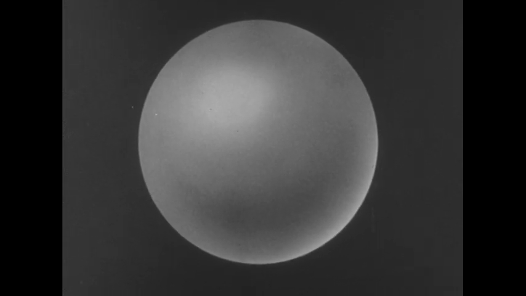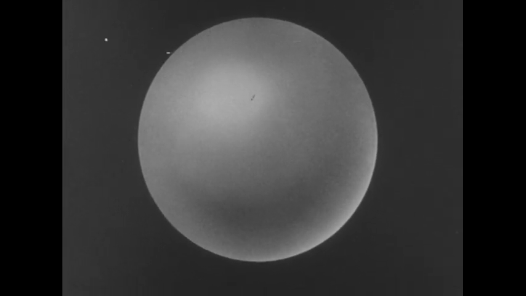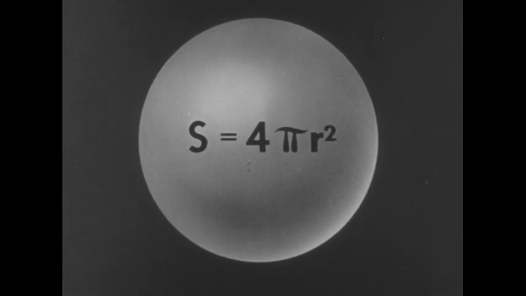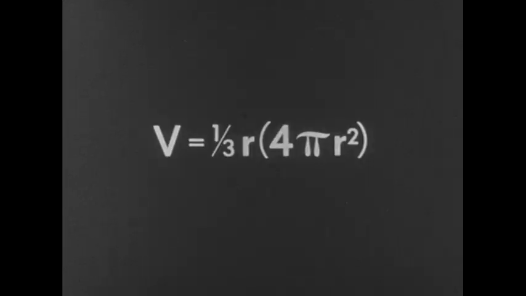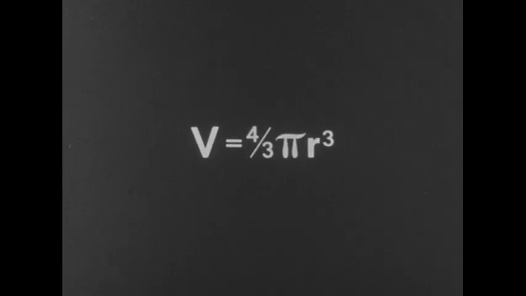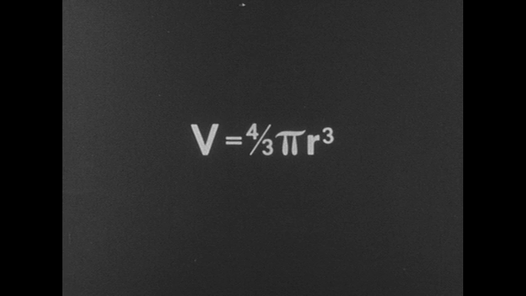We also know that the surface area of a sphere is 4 times the area of its great circle and can be expressed as 4 pi r squared. Simplified, the formula for finding the volume of a sphere now reads V equals 1/3 r times 4 pi r squared, or 4/3 pi r cubed.